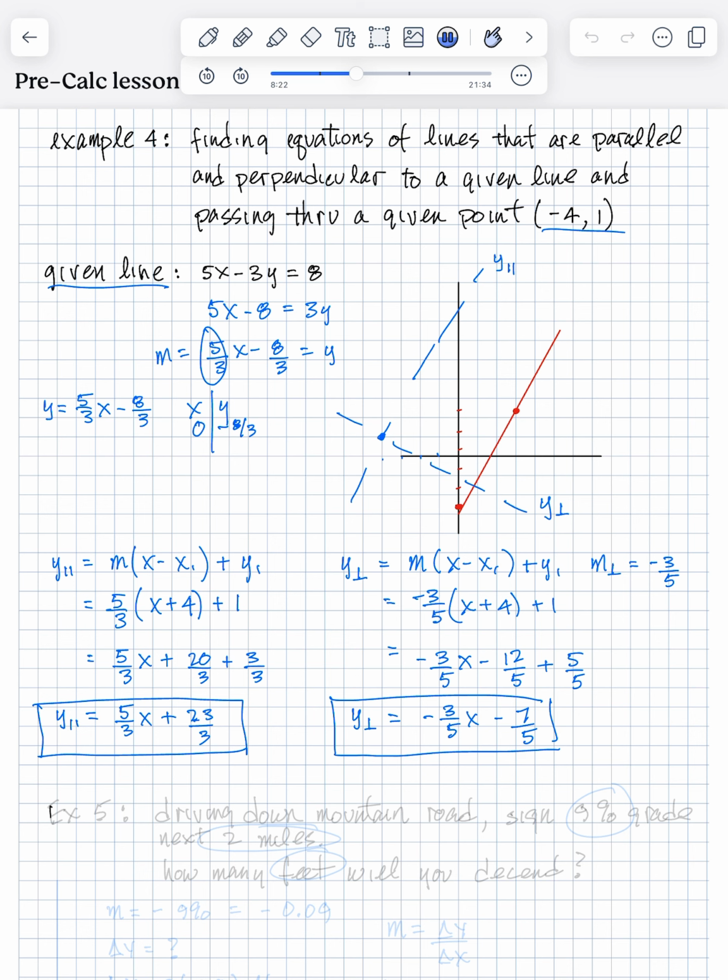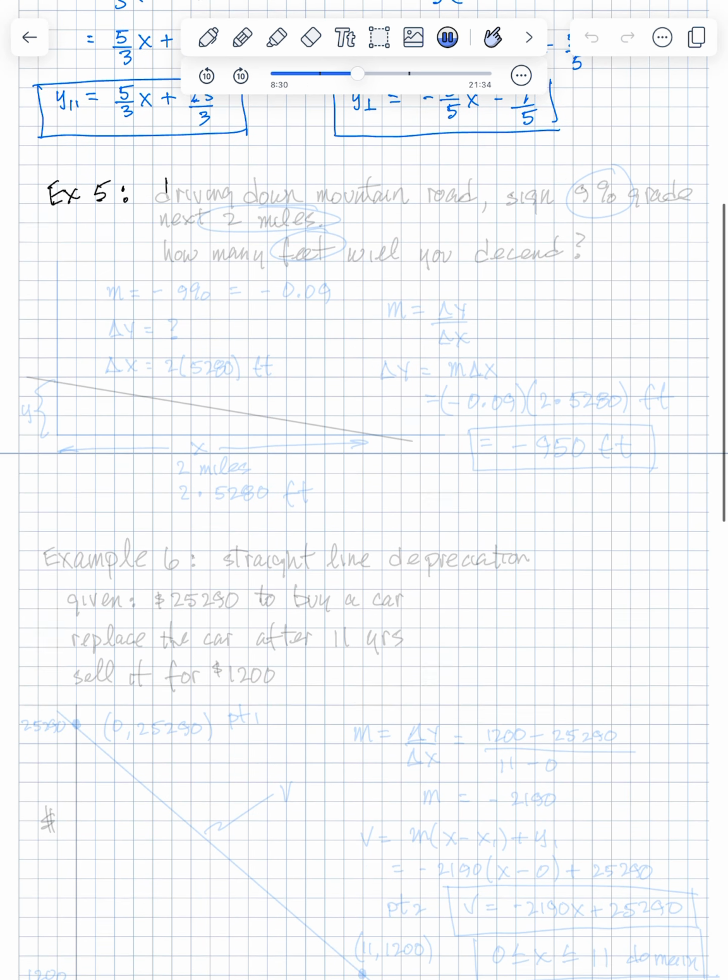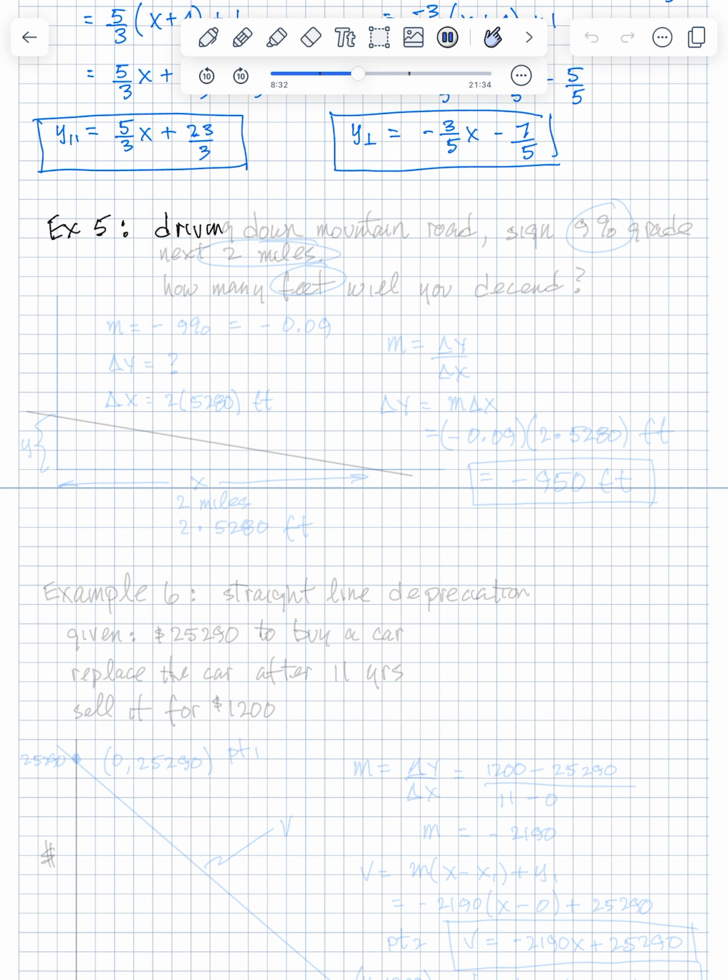Okay, example 5. This is a word problem. So you're driving down a mountain road.